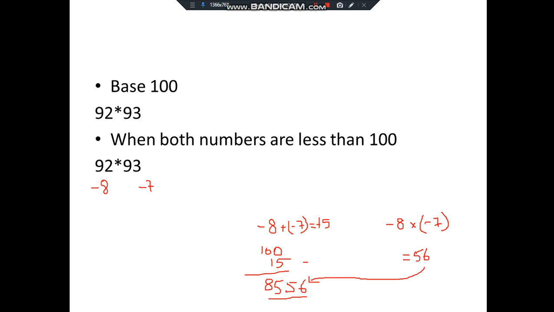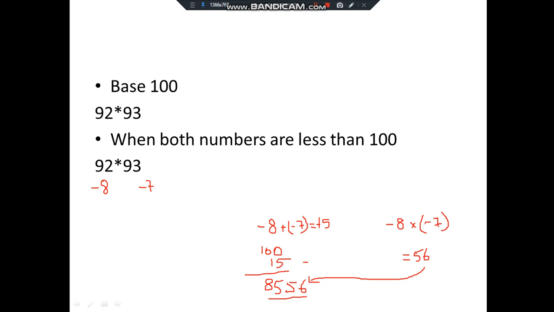See, if we have multiplication for two numbers where the two numbers are less than 100, we'll consider the base as 100. In this example, 92 into 93, the base is 100, so 100 minus 92 is minus 8, and 100 minus 93 is minus 7. First add these two numbers, minus 8 minus 7, which is minus 15. Then multiply both numbers, minus 8 into minus 7, which is 56. Now the base is 100, so subtract the 15 from 100, and you get 85. Attach that 56 to this 85, so you will get the answer as 8556. That's all. So you will get the answer for these two-digit numbers.